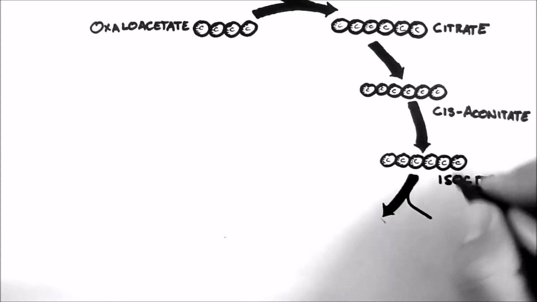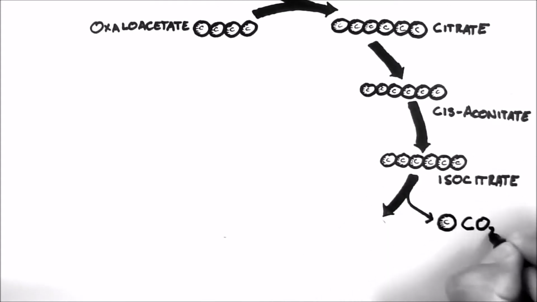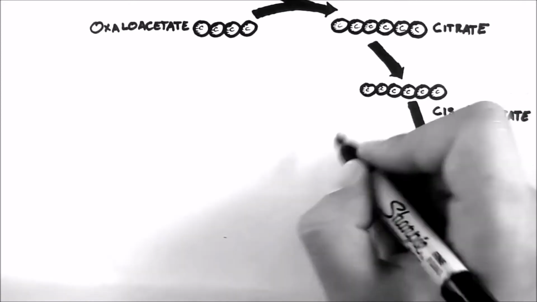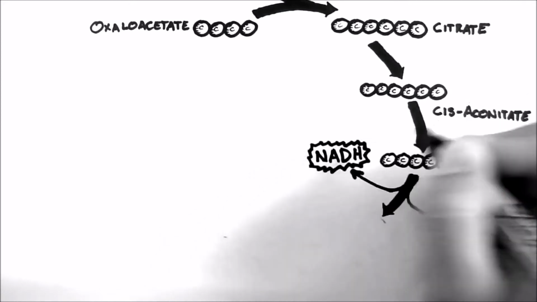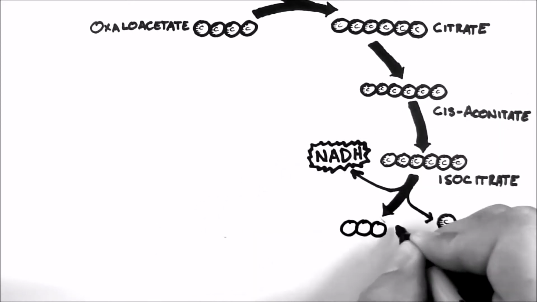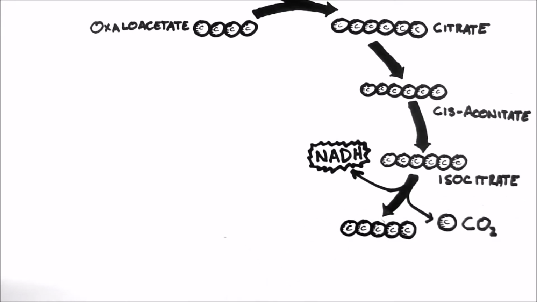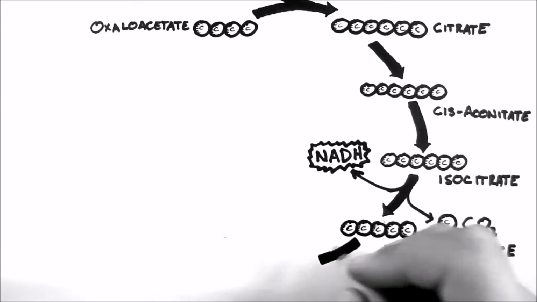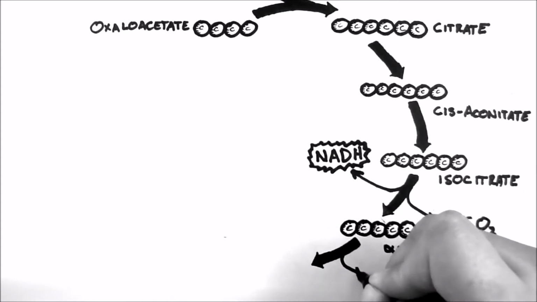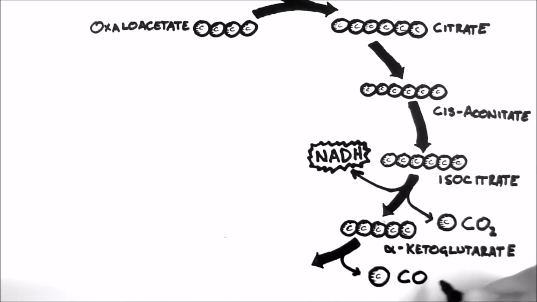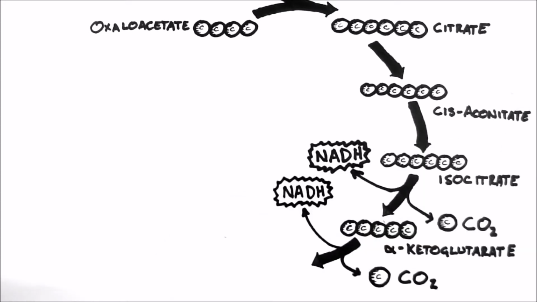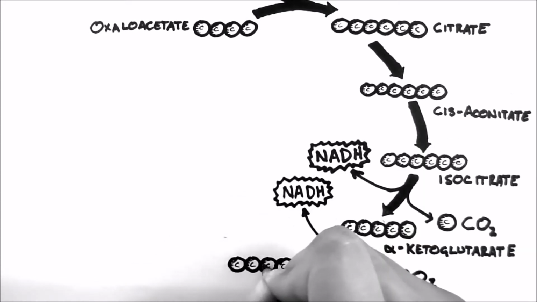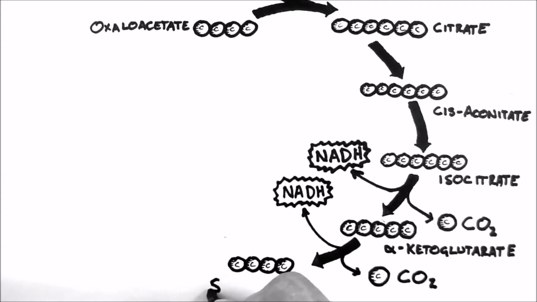In the next step, we lose one of these carbons as carbon dioxide, and we also produce another NADH. Thus we are left with a 5-carbon molecule known as alpha-ketoglutarate. The same thing happens again. We lose a carbon as carbon dioxide and gain an NADH. Hence we are left with only 4 carbons in our main molecule, which is now called succinyl-CoA.